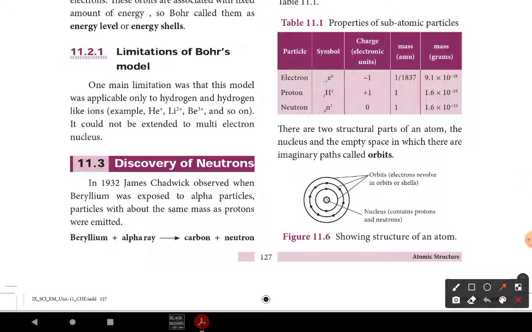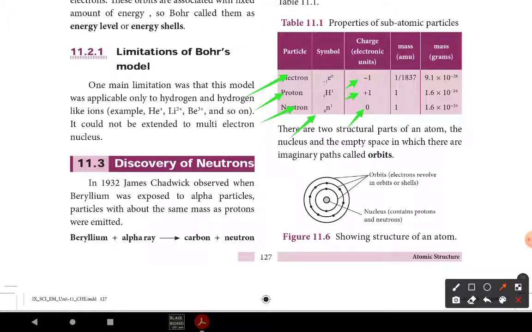The 3 main important particles are given here. You have the electron, the proton and the neutron. The symbols are given. Look at the symbols, see how the symbols are. You have to know the symbols, for electron, proton and neutron. Then you have the charge. Electrons have got -1 charge. Protons have +1 charge. Neutrons have no charge, 0.